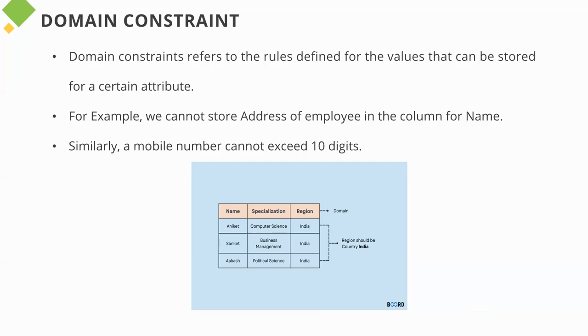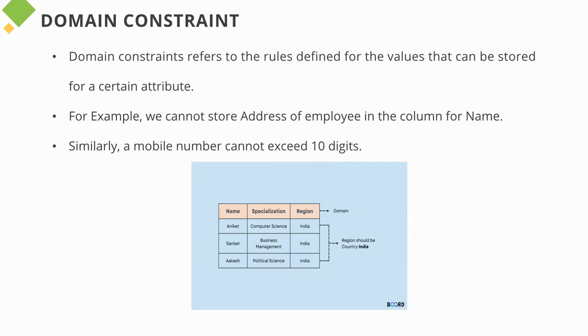And a mobile number cannot exceed 10 digits. These are all basic principles that are set by the developer or the database administrator, so those are called domain constraints. In the name you can't keep 75 or 15 numbers, and those are restricted in the age.